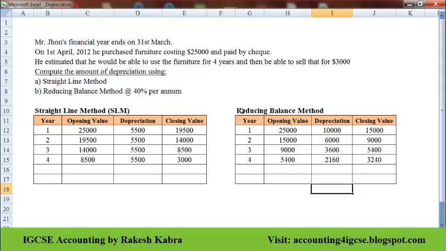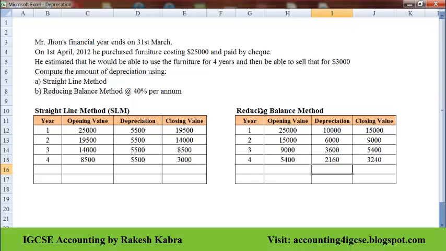Now see why this method is called reducing balance method. See here, every year the amount of depreciation is reducing. In the first year what was the depreciation? $10,000. And in the second year $6,000. Then third year $3,600 and fourth year $2,160. It means every year the amount of depreciation is reducing. That's why it is called reducing balance method, isn't it?